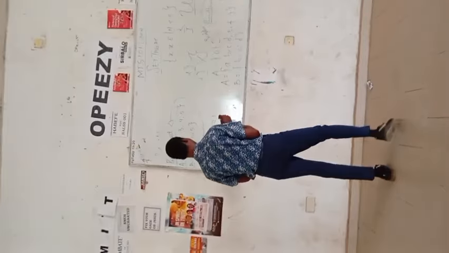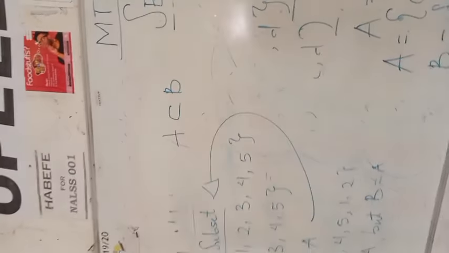A is an improper subset of B, if A is a subset of B, and also A is equal to B. That's what I explained in this place.